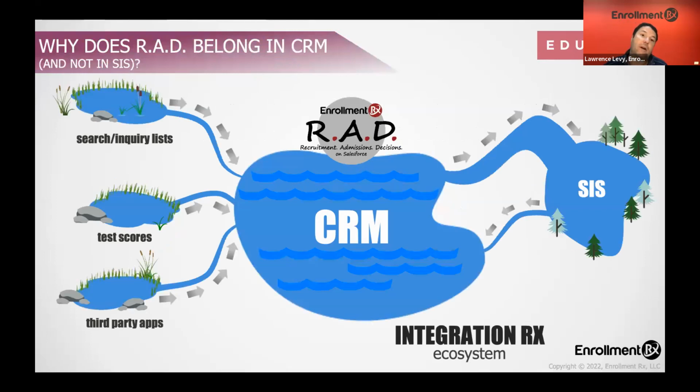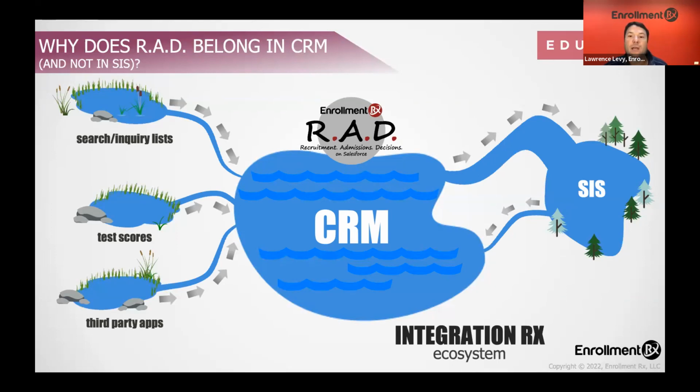The way that Enrollment Rx sees the world of RAD, of recruitment, admissions, and decisions, is that we believe the entire process of RAD belongs in the CRM system. So here in the middle, we have this pond of the CRM system, and we believe that all of those recruitment and admissions and indeed decisions should be occurring there. On the left-hand side, we're showing how data sources could be feeding into the system. Those could be anything from search lists, or test score data, or even third-party applications, the Common App or CAS applications, feeding into the CRM system, populating that data in the CRM system.